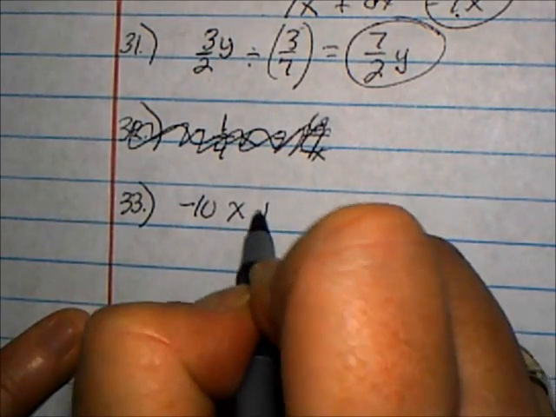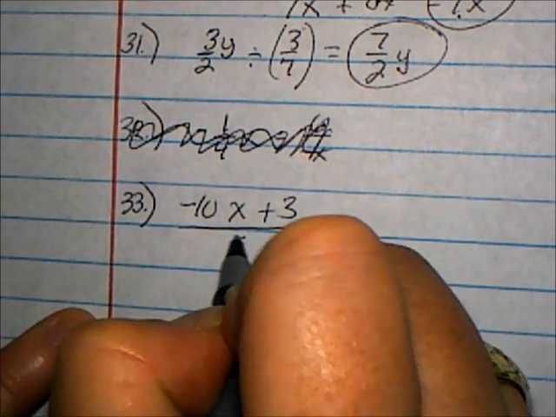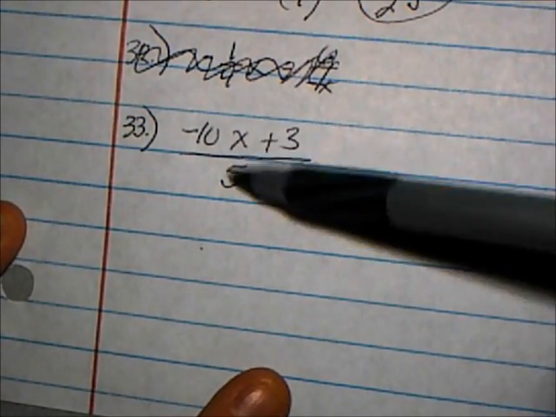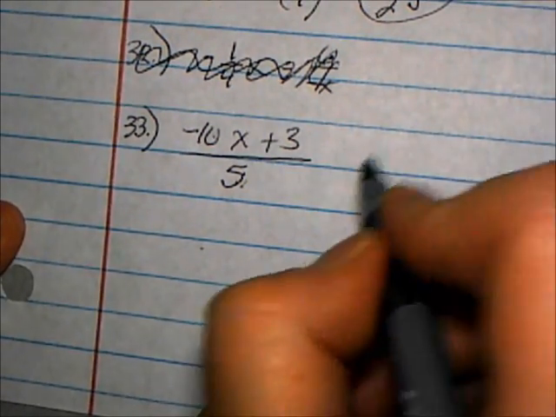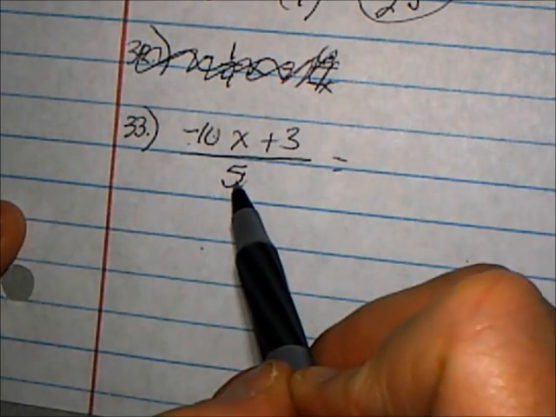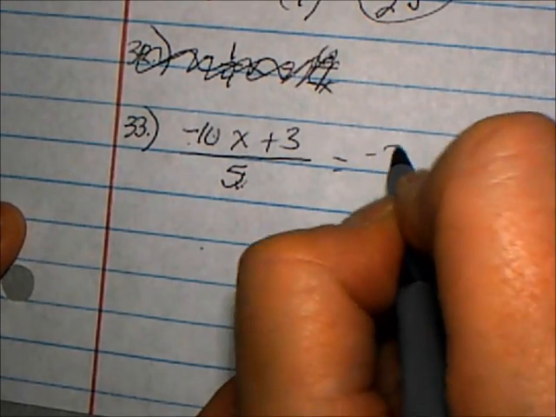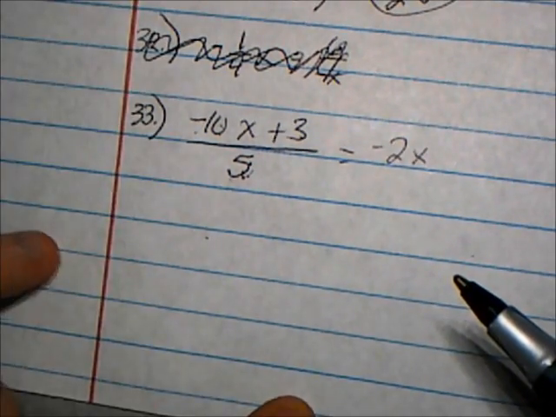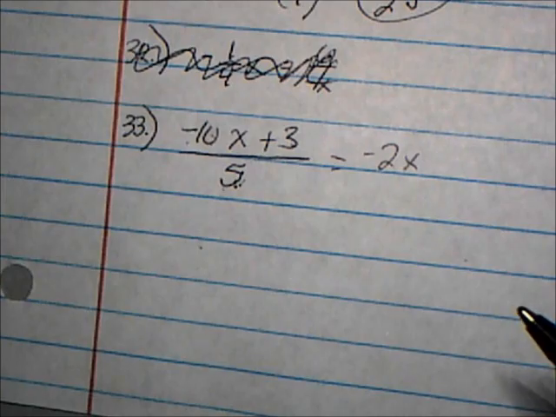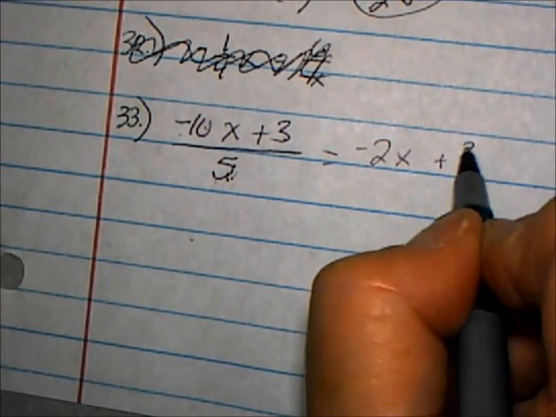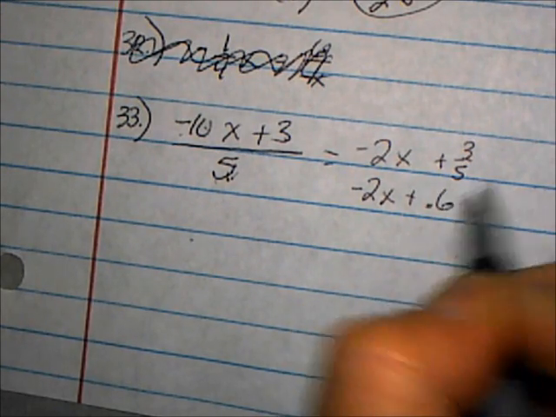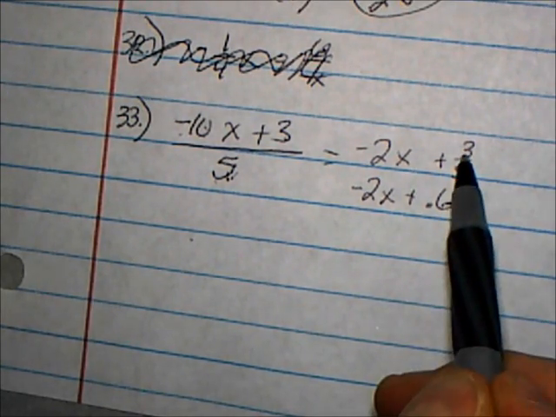Alright, here we go. 33. We have negative 10x plus 3 all divided by 5. So here's yesterday's lesson. Divide the 5 into each one. What do we get? Negative 10 divided by 5 is what? Negative 2. Negative 2x. And now 3 divided by 5 is what? 0.6, which changes back to 3 over 5. So if you write this, you may or may not see this with a decimal. More than likely you will not on your test. You'll see the fraction, okay?